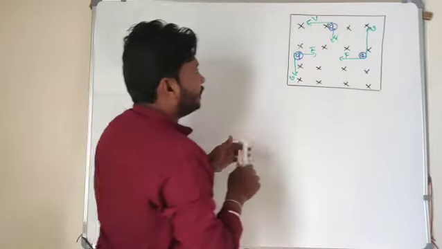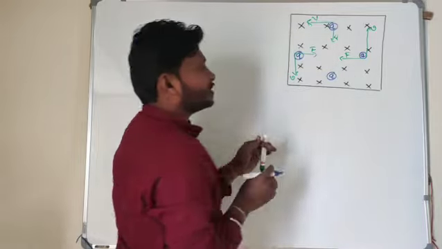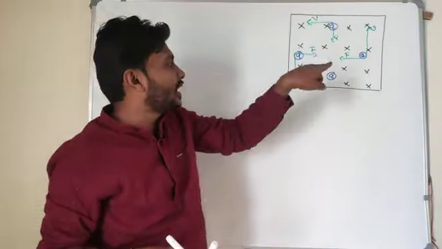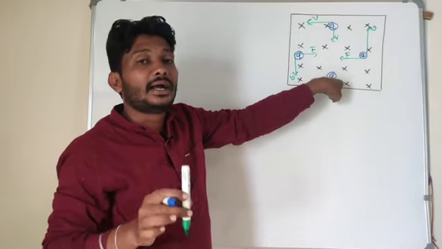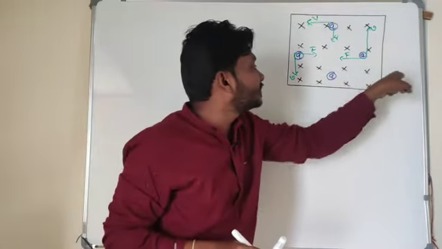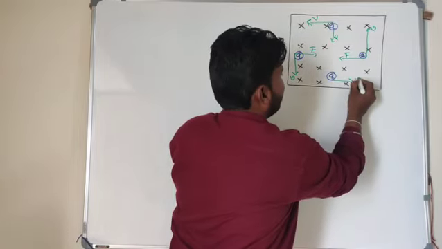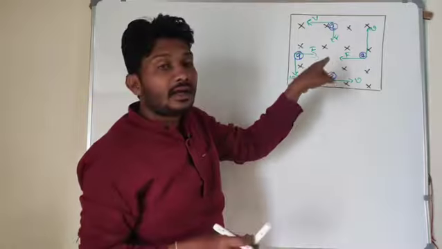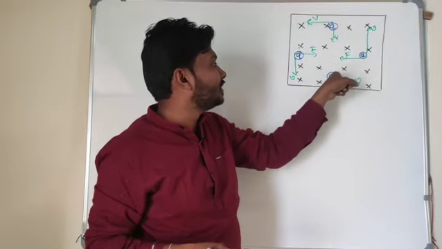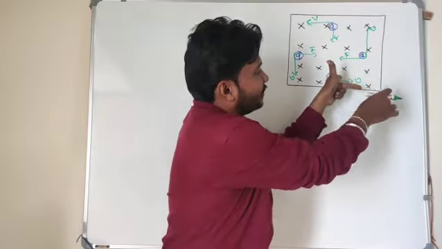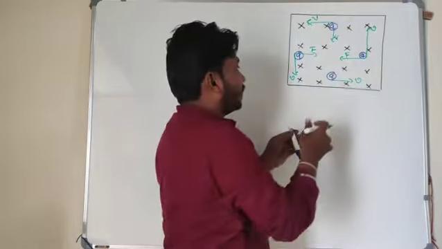Now again, if the charged particle is here, what is the direction of the magnetic field lines? Magnetic field lines are into the plane. This is the direction of the velocity of the charged particle. If it is moving in this direction, what will be the direction of the force? The magnetic field is inward, this is the direction of velocity, and this is the direction of the force. Force is in the upward direction.